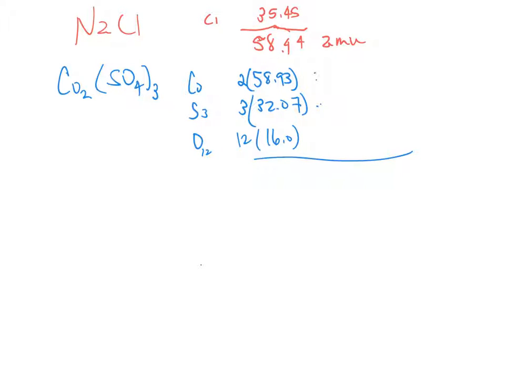And I'm just going to go ahead and keep on writing it out that way. So wait. Clear. 2 times 58.93. 3 times 32.07.